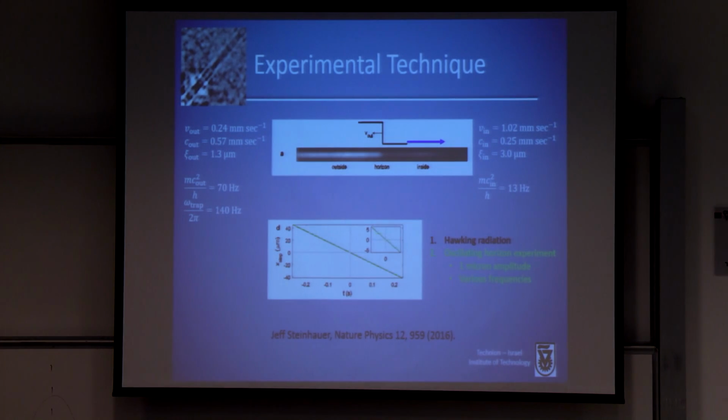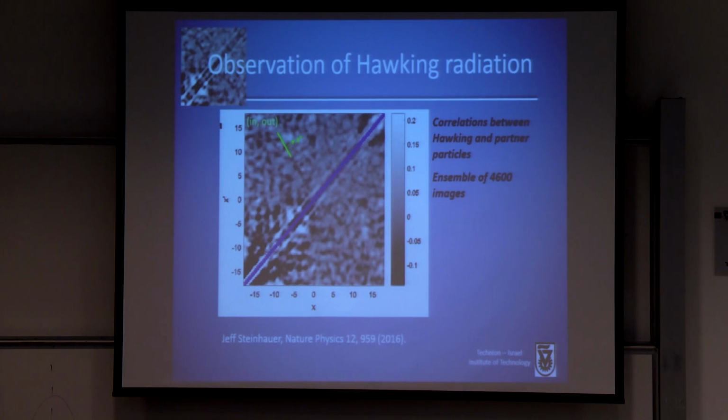So now getting to the main experiment, the Hawking radiation experiment, where we move the horizon at a constant speed and look for the Hawking radiation. And the resulting correlation function looks like this. So we can see here in the correlations between the inside and outside of the black hole, this gray band extending from the origin, from the horizon. And this is the observation of the Hawking radiation. These are the correlations between the Hawking and partner particles. And this is, as I mentioned, obtained from the entire ensemble of 4,600 images.